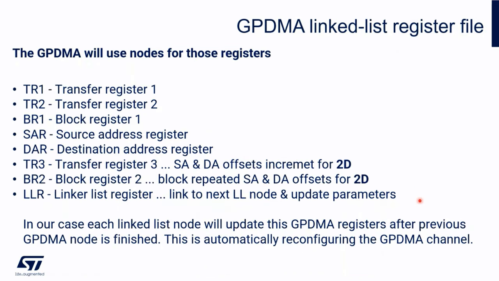So we will use this linked list mode. Basically it's like a structure in the memory, which contains the configuration for each transfer. And then we have another part of memory that contains another transfer. Inside this structure, we have the values of different registers, and at the end, we have the linked list register that can point to another item.